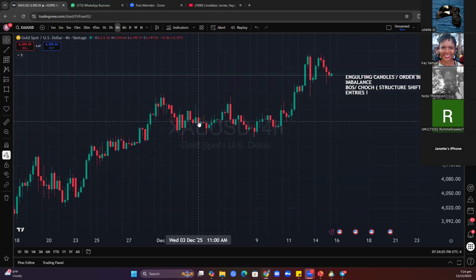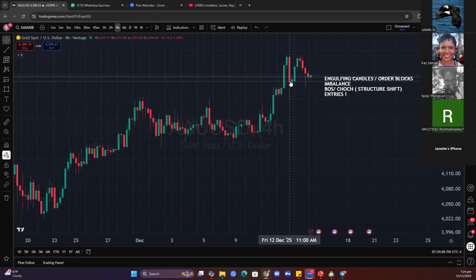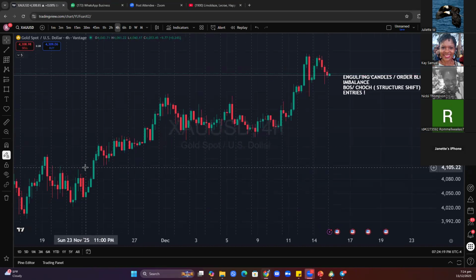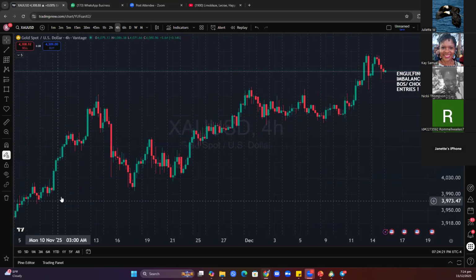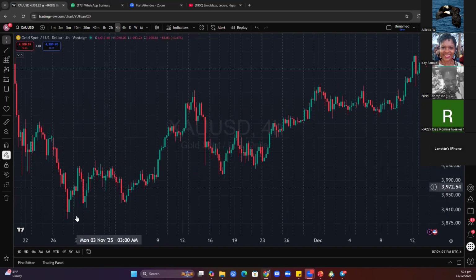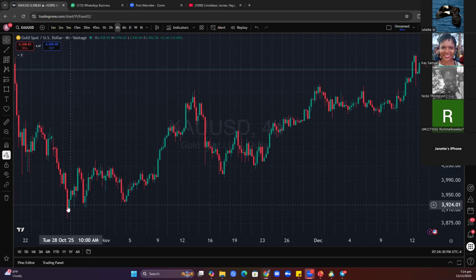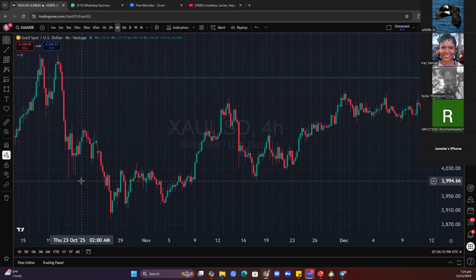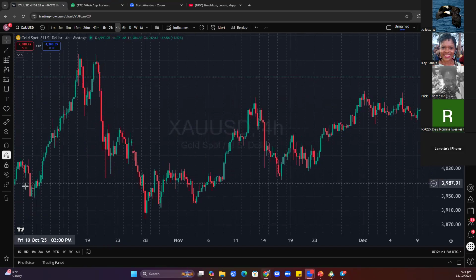If you come to the 4 hour, you see a bearish engulfing candle, then bullish engulfing candles, and more bullish engulfing candles. For the clear ones, bullish engulfing candles, bearish engulfing candles, and so on and so forth. You guys get the point.